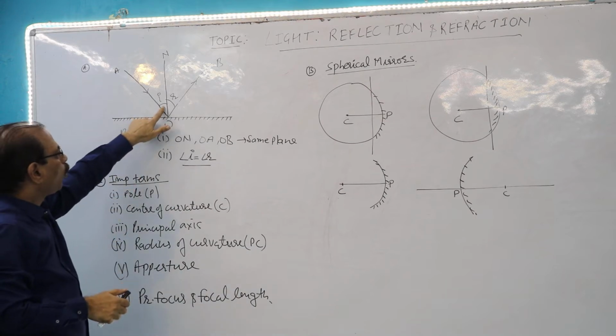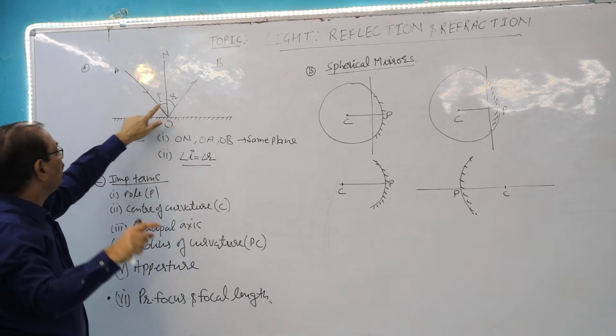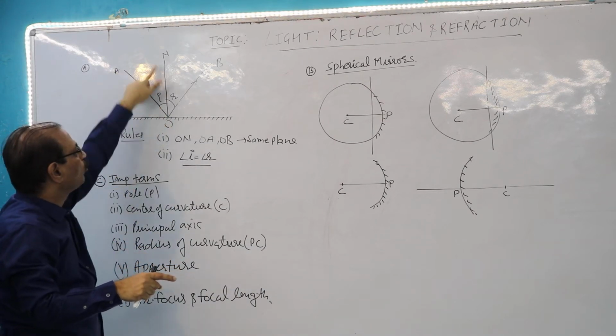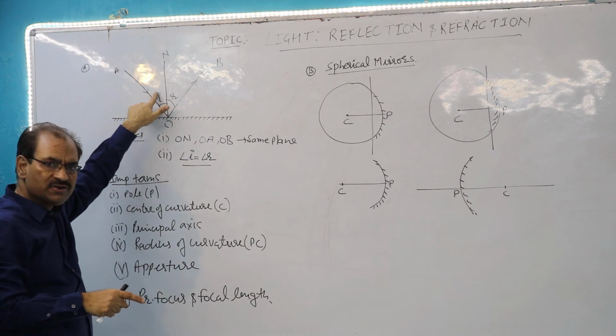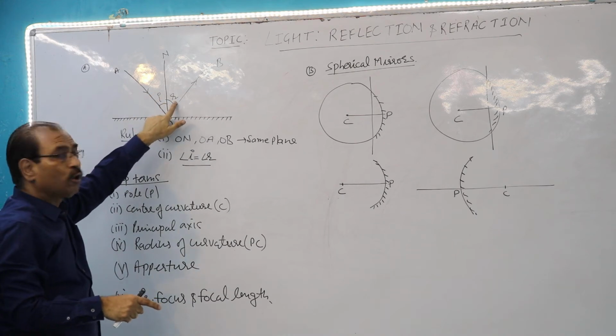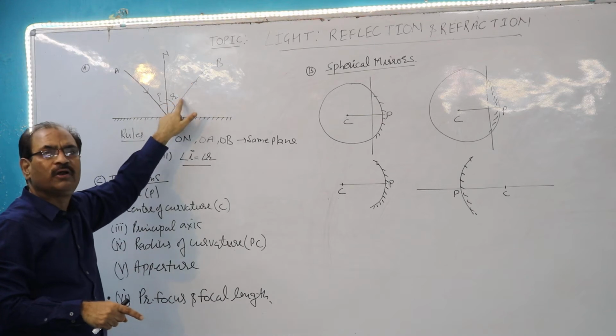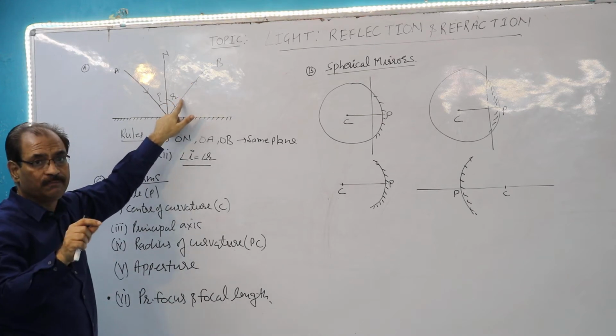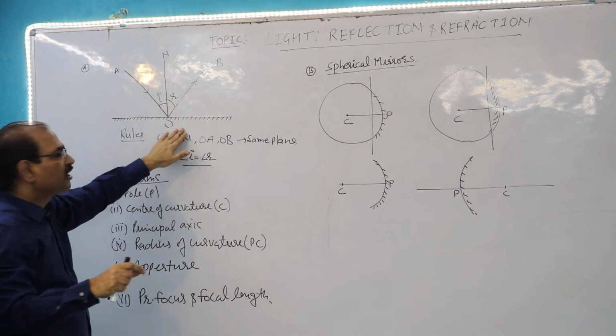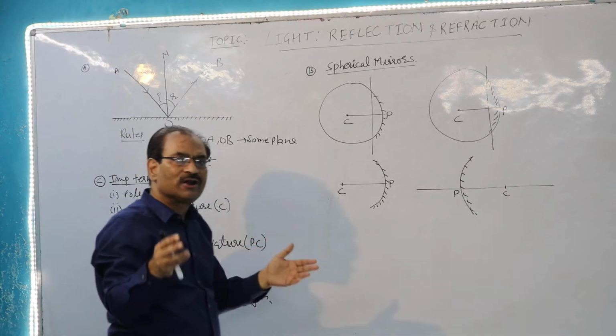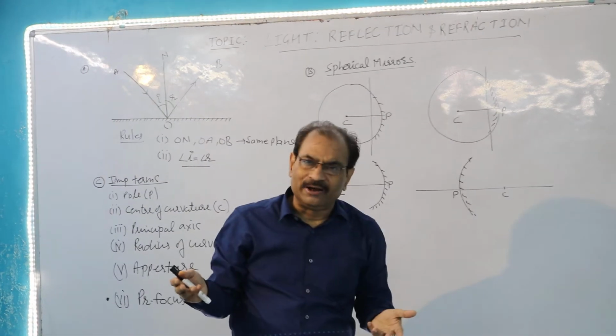This angle called I, which is the angle between the incident ray and the normal, is called the angle of incidence, and this angle called R, the angle between the normal and the reflected ray, is called the angle of reflection. Children, this diagram is basically for the reflection of light by a plane mirror.